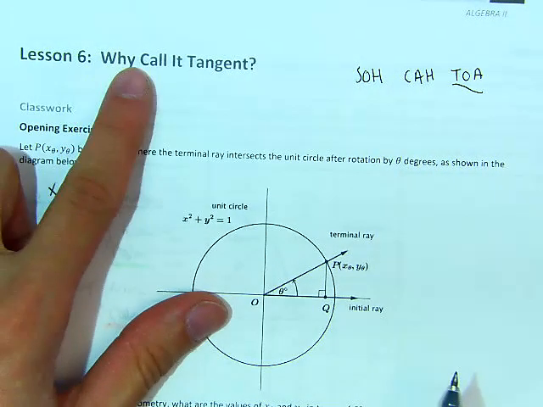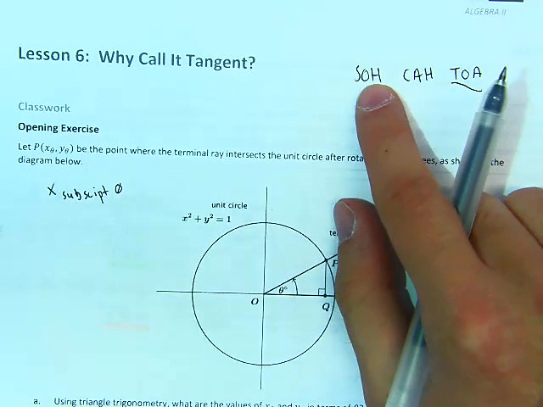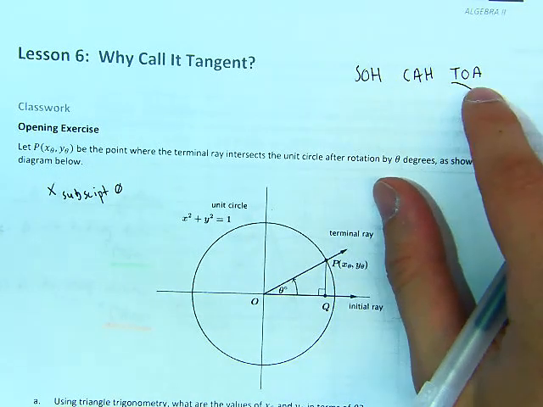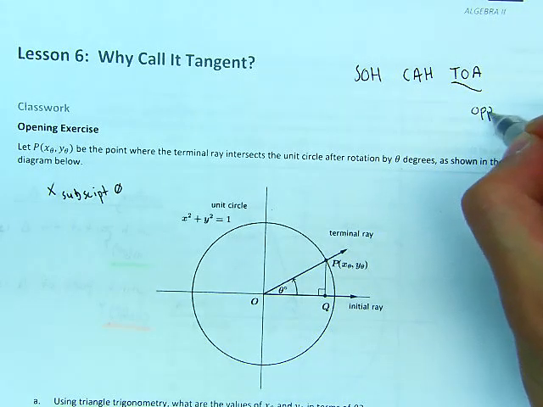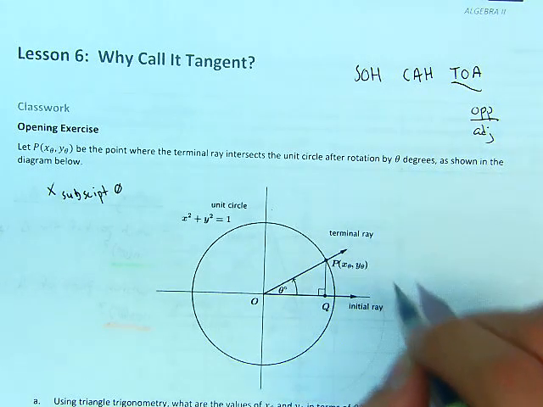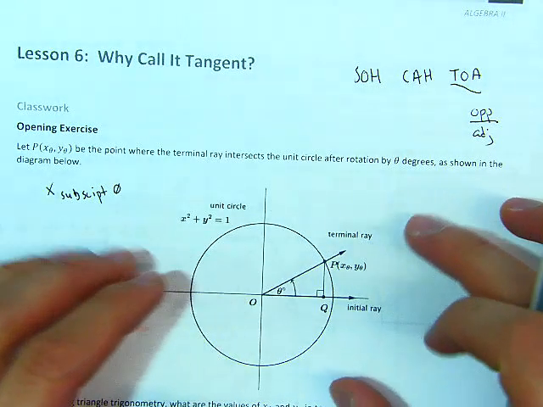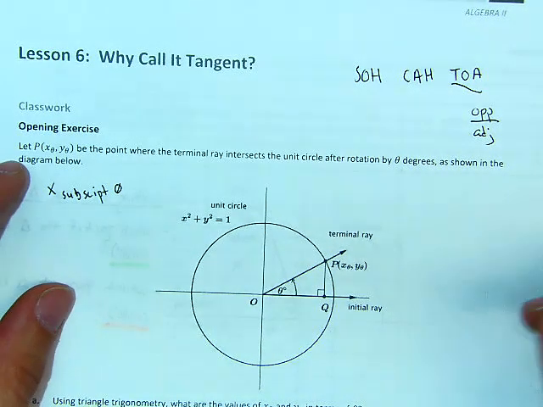Lesson number 6. Why call it tangent? We have the SO, we have the CA, now we have the TOA, the tangent. This will be opposite over adjacent. What does that all mean geometrically on the unit circle? We need to understand. So let's look at the first part.